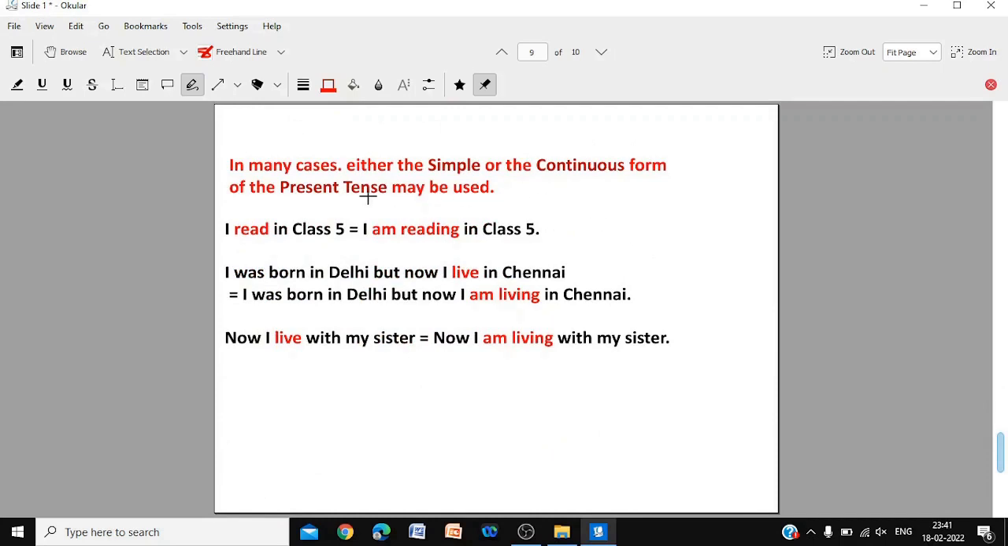In many cases, either the simple or the continuous form can be used. I read in class 5 and I am reading in class 5 both mean the same thing. I was born in Delhi, but now I live in Chennai. You can also say, I was born in Delhi, but now I am living in Chennai. Both will mean the same thing. Now I live with my sister, or now I am living with my sister. In some cases, either the simple or indefinite tense or the continuous or progressive tense can be used and both would have the same meaning.